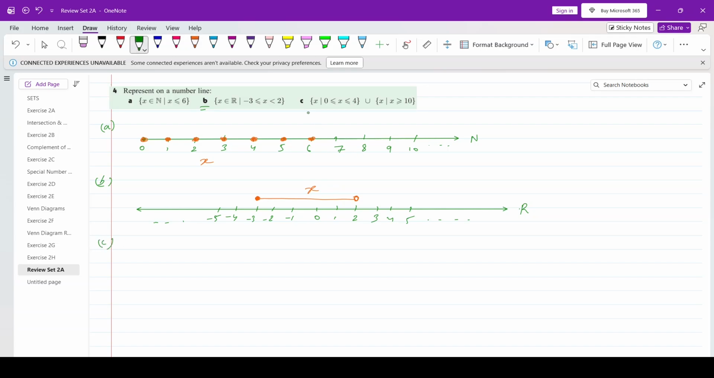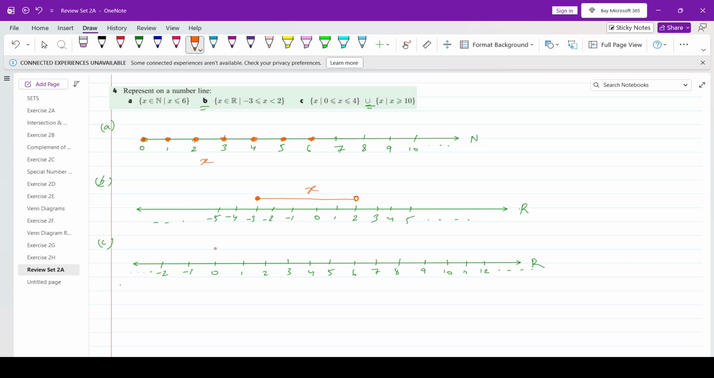Now see, X is a set of real numbers such that X is between 0 and 4, both included. This union X is a set of real numbers such that X is greater than or equal to 10. This line is a set of real numbers. Now it says X is between 0 and 4, 0 and 4 both included.